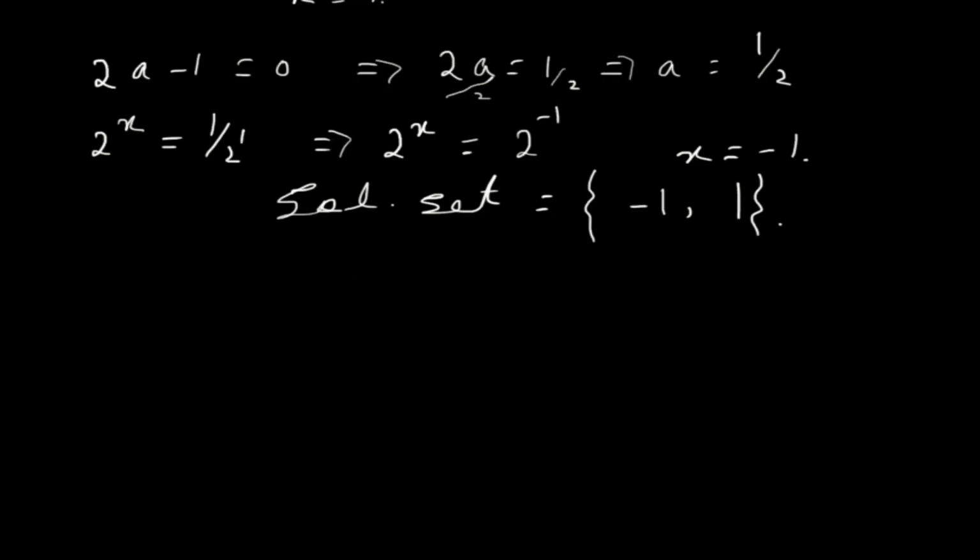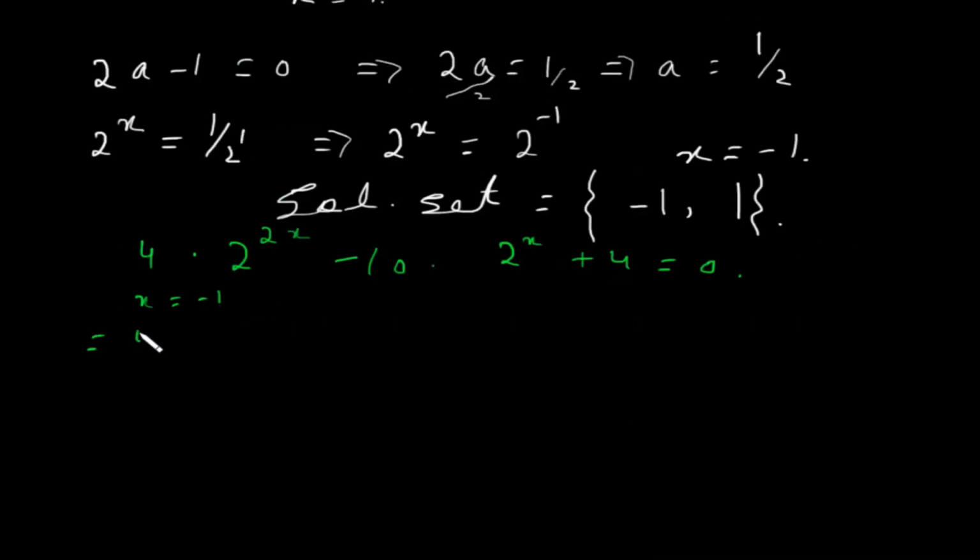Okay? It is important to check the solution by substituting them back into the original equation to ensure they are valid. Thus, we have this solution set, and the original equation is 4 into 2 raised to the power 2x minus 10 into 2 raised to power x plus 4 is equal to 0. So let's check for minus 1. So x is equal to minus 1.